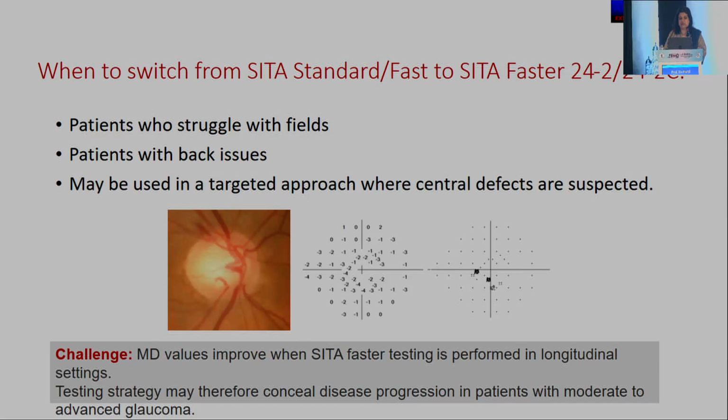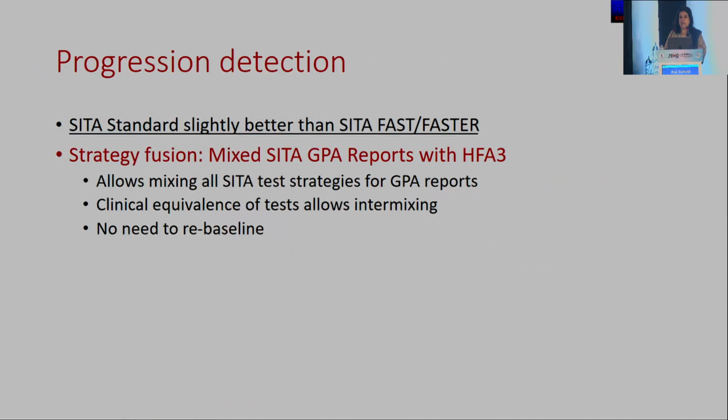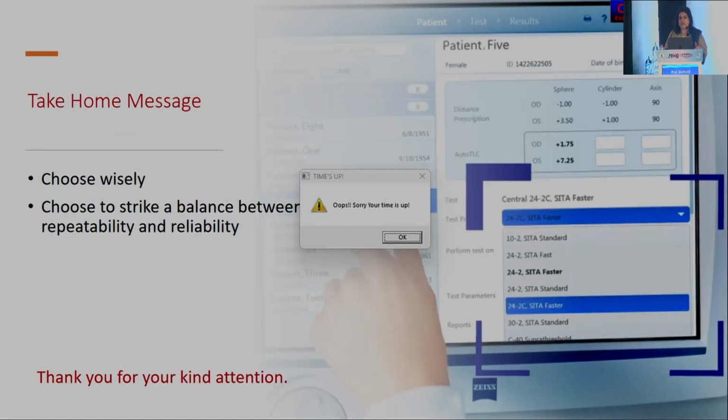But remember that there is a challenge. The mean deviation values improve when SITA Faster testing is performed in a longitudinal setting. So you have to keep that in mind when you switch the patients. With regards to progression detection, SITA Standard is slightly better than SITA Fast and Faster, but with HFA3, now you can fuse the previous different forms of strategies and get all of them in the GPA summary, which allows you clinical equivalence of testing. So choose wisely and strike a balance between repeatability and reliability.